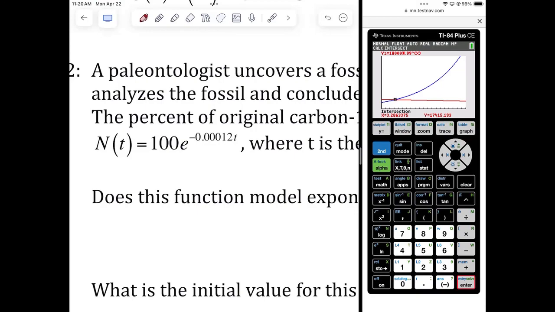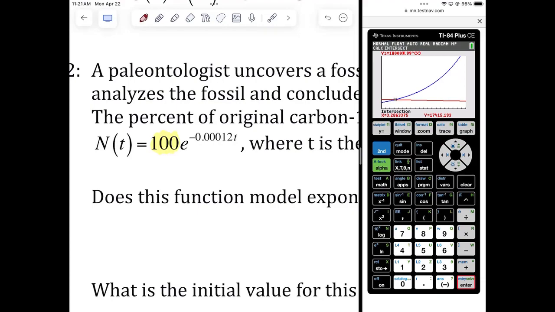It didn't tell us what the initial amount was. It gave us a percentage. So when you're working with percentage amounts, it's always a good idea to start with 100 because 100 is 100%. That's what that means. We start with 100 grams or 100 pounds, whatever it is.